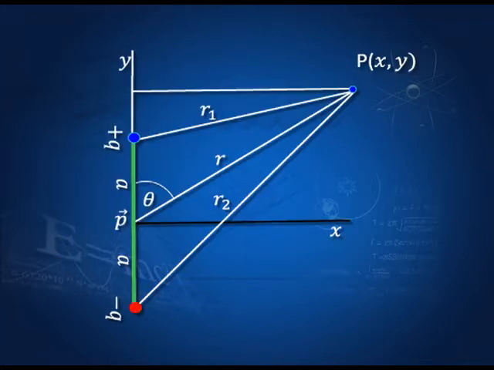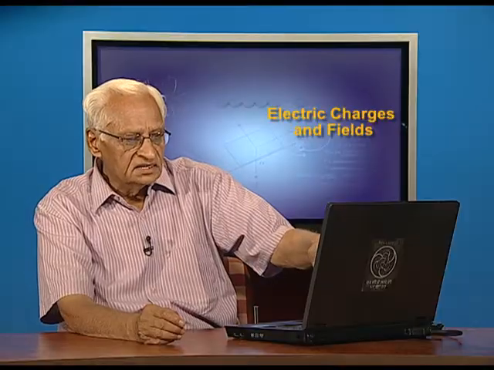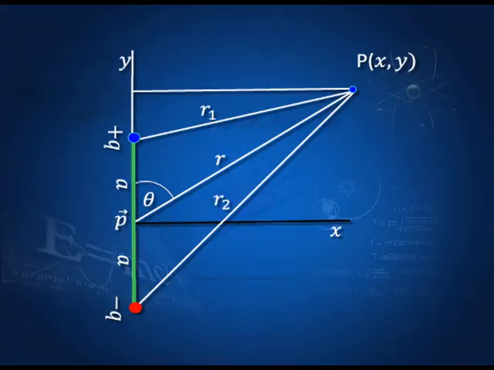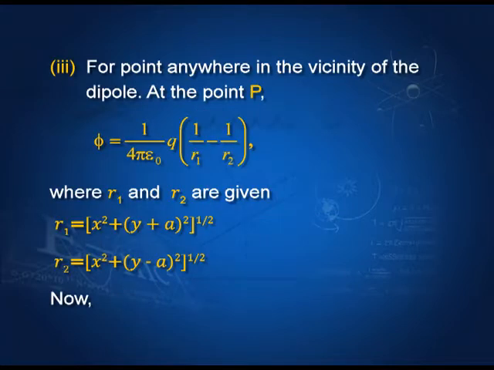Suppose the coordinates of P are x and y. So, we erect a coordinate system. This is the x axis, this is the y axis, and the coordinates of point P are x and y. The distance from plus q to P is r 1, and from minus q to P is r 2. We can find r 1 and r 2 in terms of x and y, and we shall expand them. The potential is of course 1 by 4 pi epsilon 0 into q into 1 by r 1 minus 1 by r 2. So, we know r 1 and r 2 in terms of x, y and a.